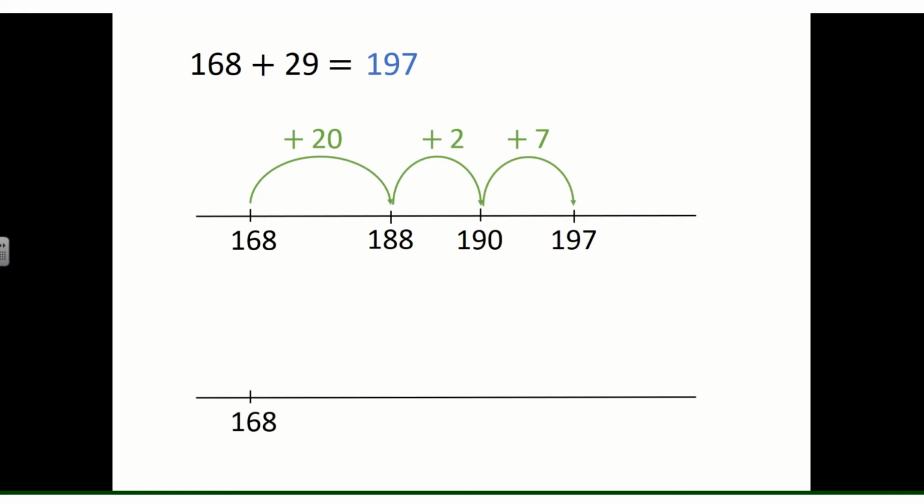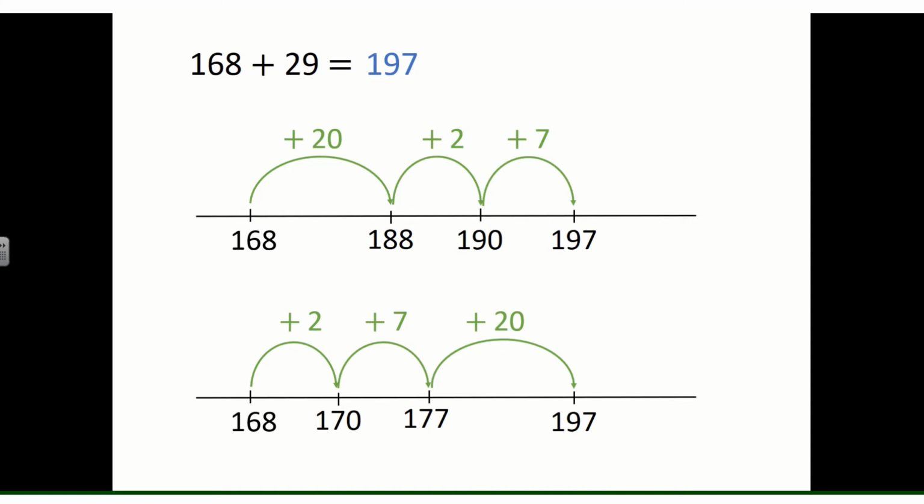I could look at it a different way. I could have added 2 ones to begin with to take me to 170, the next multiple of 10. I then could have added the 7 remaining from the 9 ones, which would have taken me to 177, and then I could have added my 2 tens, my 20, to get me to 197. We show children different ways to calculate using their number line so that they can choose which is the most efficient method for them.